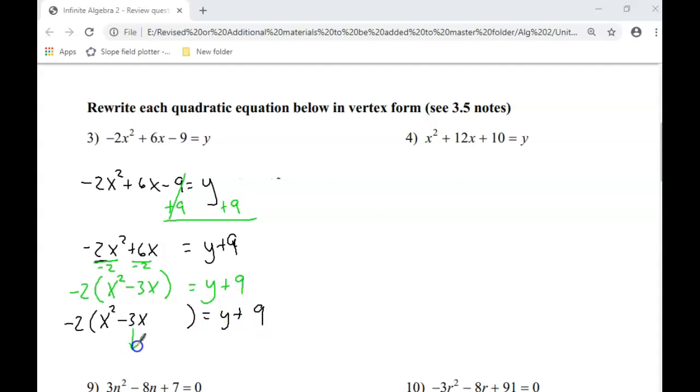So what you do is you take half of this number, I'll put a half there, which is negative 1.5, and then you're going to square it, which means you multiply it by itself. So negative 1.5 times negative 1.5 would be negative, well, actually it's going to be positive. Undo that. Two negatives make a positive, right? So negative 1.5 times negative 1.5 makes positive 2.25, and that's what you're going to put right there.